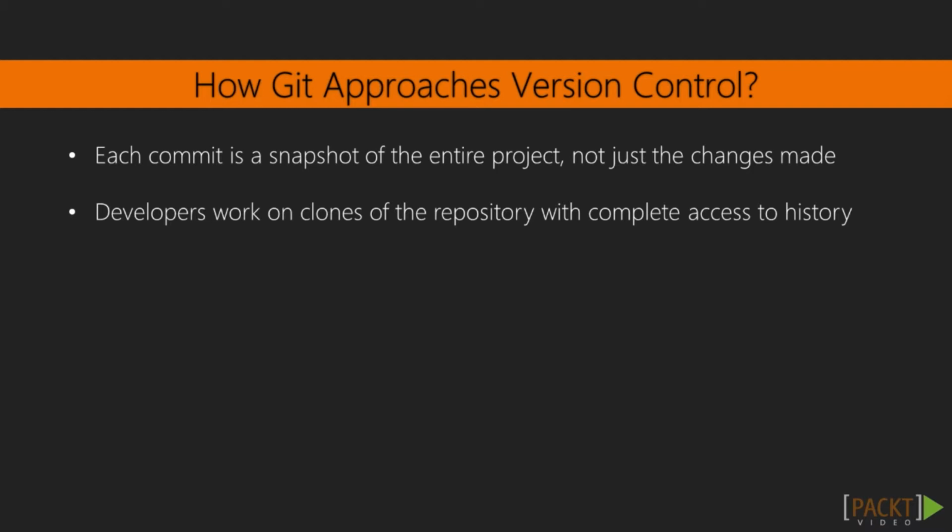For starters, the fundamental concept of a commit is completely different from a centralized version control system, or CVCS. In many other systems, a commit only represents the changes that were made to the code. With Git, as well as other distributed version control systems, each commit represents a snapshot of the entire project.